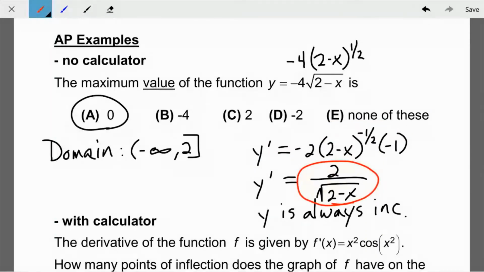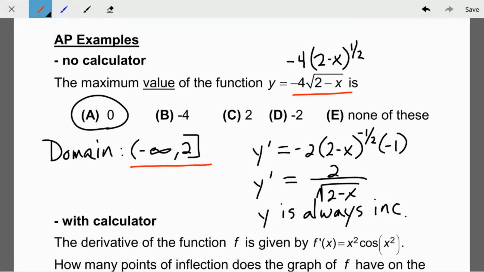Now, think about that value. I can't plug in x bigger than 2 or even equal to 2 in there. But no matter what I plug into that, I'm going to get a value that is positive. So that's telling me that my function is always increasing. I went back and thought about the original function, -4 times square root of 2 minus x, and asked what the domain of that function would be. Well, the domain is -infinity to 2.